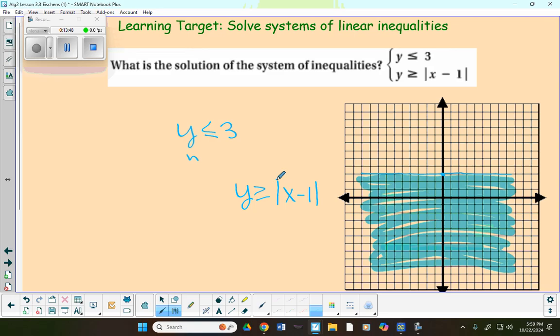Okay, let's remember what these symbols are right here. Those are absolute value, which hopefully you remember. Absolute value are V-shaped graphs. And so your vertex would be at 1, 0. And so we go over 1, up 0. And the slope on the right side is a 1. So from the vertex, we're going to go up 1 over 1. And then we go back to the vertex and go up 1, back 1.